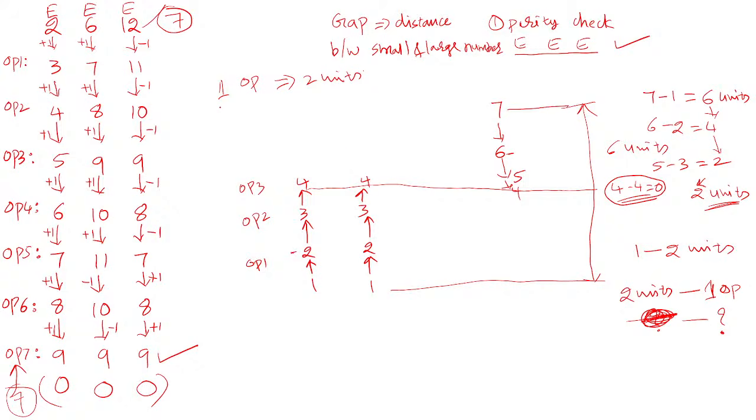So hope you got this. In one operation we are trying to reduce 2 units of gap. If you go on reducing the gap, then only all of them become equal. So how many such operations are required? This is what you need to calculate to make this gap 0.